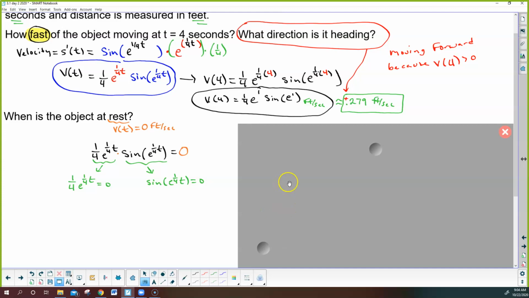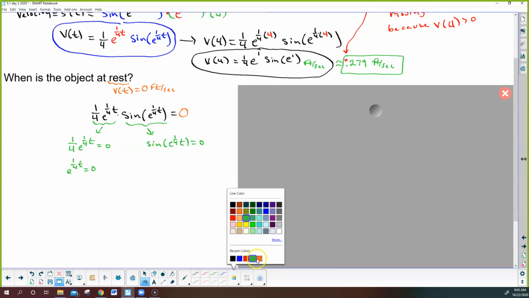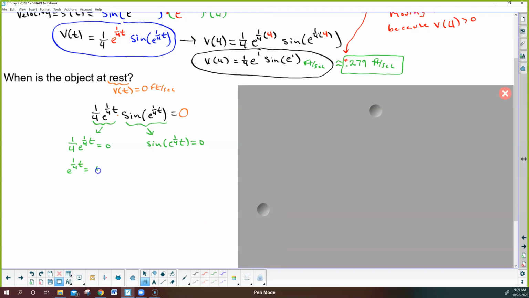Okay, so here's the tricky part. We set the velocity equal to 0. We realized that it was a product, so we set each piece equal to 0. Now I'm going to solve for t, and I want to do this using proper algebra, so I'm going to multiply both sides by 4, which gets rid of the 1/4 in front, and 4 times 0 is 0. Nothing crazy there, right? I'm going to scoot this 0 out a little bit more.